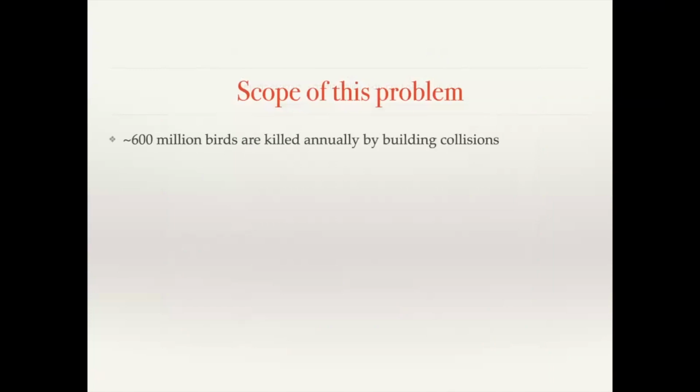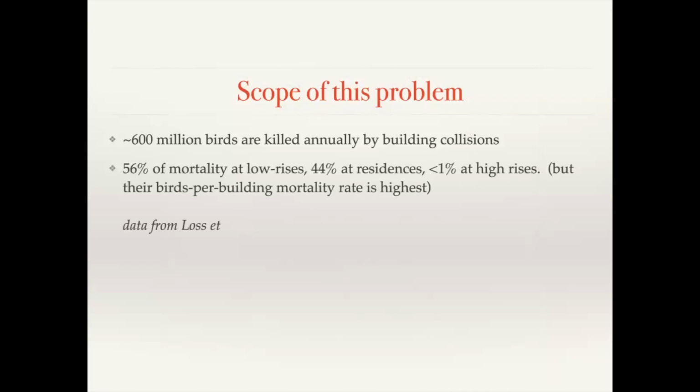A little bit deeper into those stats, about 600 million birds are killed annually by building collisions. Here's the breakdown of that. 56% at low rises, so structures less than 5 stories in height, 44% at residences. So this is something that homeowners can do a lot about as well, which is a really good thing to talk to people about. And then less than 1% at high-rise buildings.